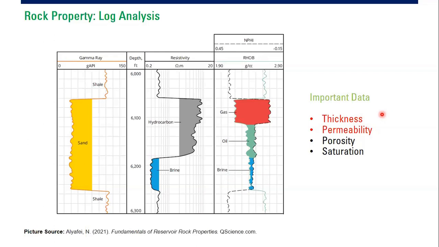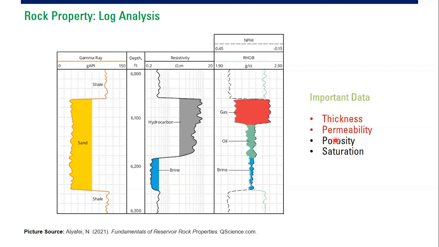That's important. And of course, the permeability. We get the permeability after processing this log analysis through some calculations. And of course, we can get porosity and saturation, but they don't have a significant direct impact on nodal analysis.